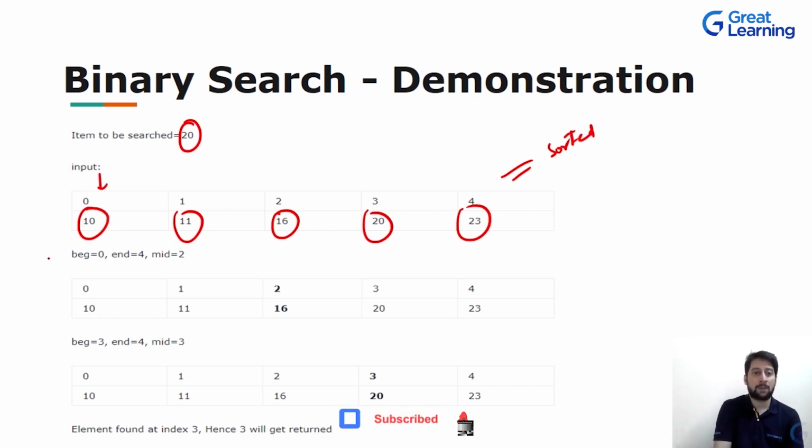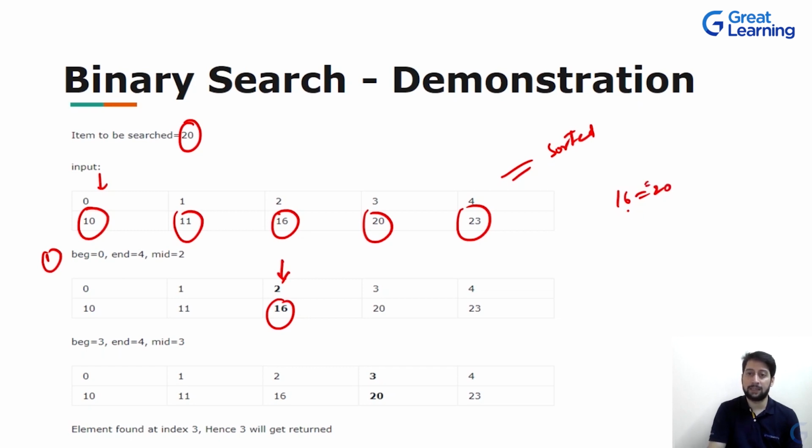In the first iteration, our beginning is 0, our end is 4, and our middle is this element. Now what we will be looking for is whether 16 equals 20. No, it is not. But 16 is less than 20, so we will skip this part. In the next iteration, we'll be focusing on these three elements, that is, on this part.